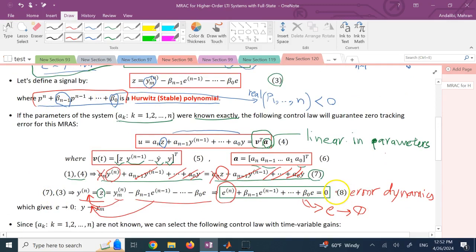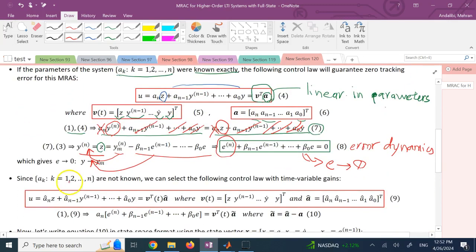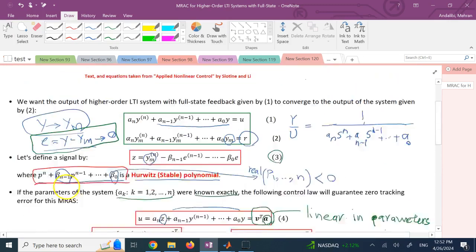Because if you look at equation 8, that's the same as this equation. This equation is the characteristic equation of equation 8. So if the roots of that are stable, then that means e should go to 0 because they all have negative real parts. So clearly you can see that picking 4 for the control law along with the definition of z based on 3 would definitely give you error convergence to 0. So it's working. Now the problem is these parameters ak, k from 1 to n, these parameters are not known.